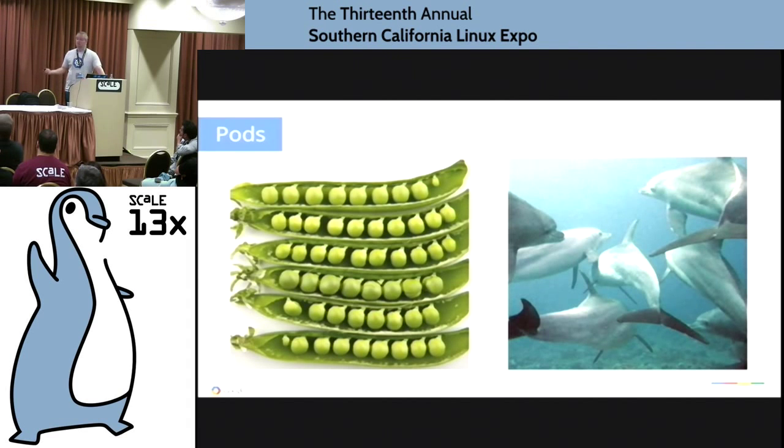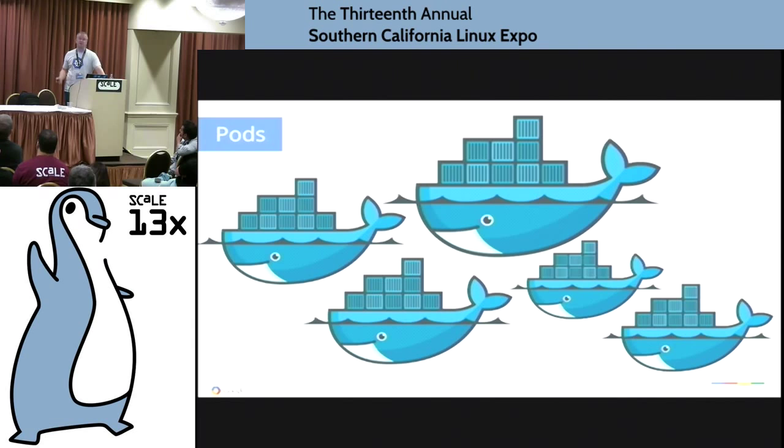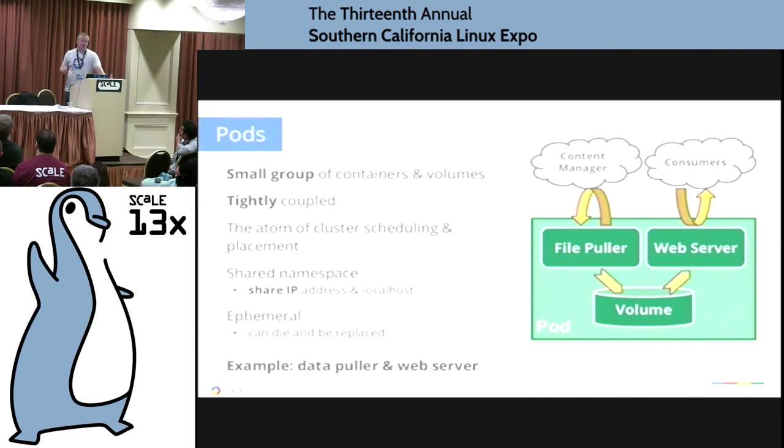So pods. Pods like a pod of peas or a pod of dolphins or a pod of whales. Sort of a gift to Docker there. I like the word because it's short. So a pod is a small group of containers. They're coupled very highly. It is the atom of our cluster scheduling, right? We don't really talk about scheduling a container. You talk about scheduling a pod, right? You don't manage a container. You manage a pod.